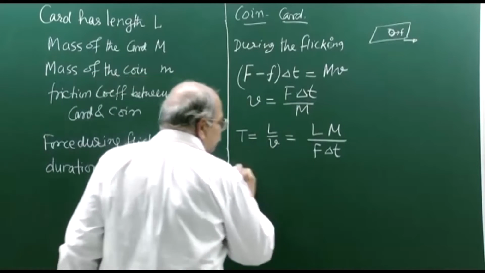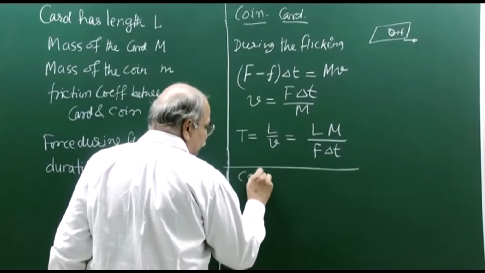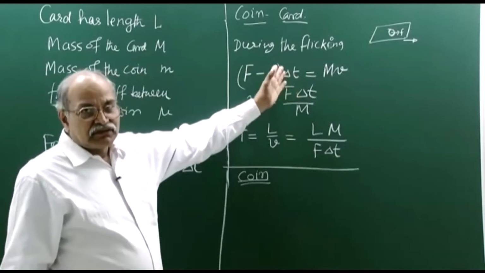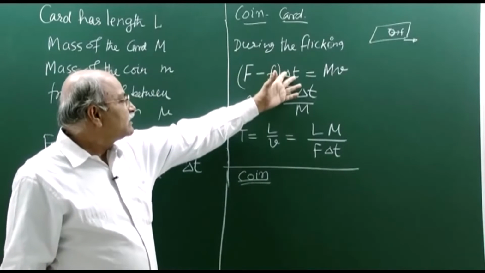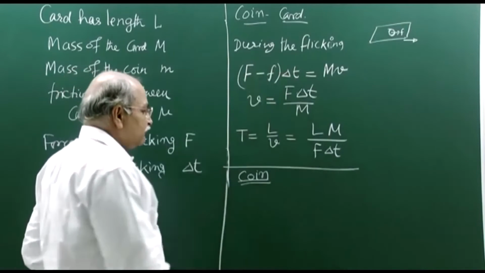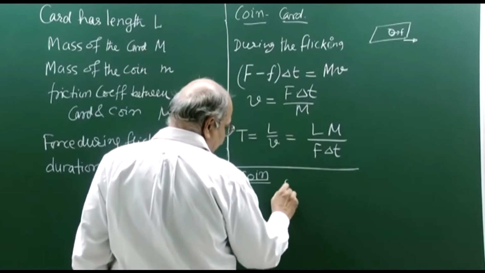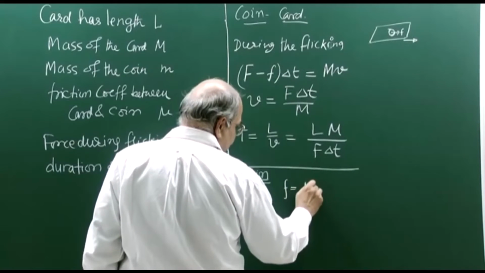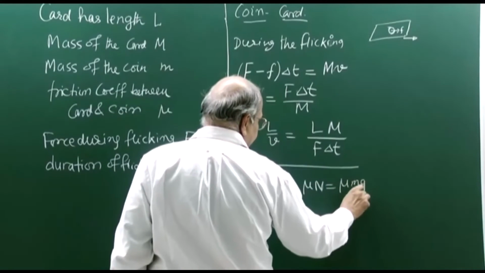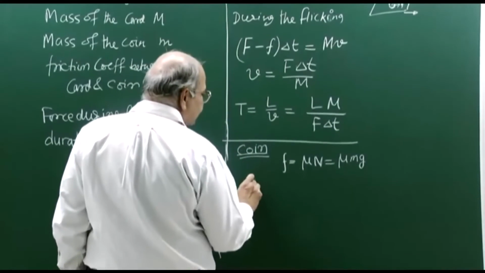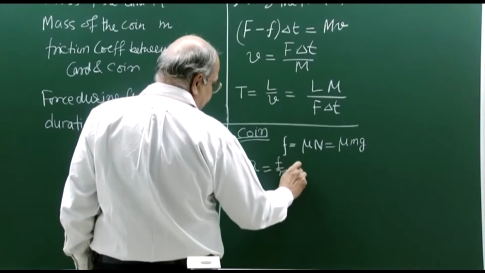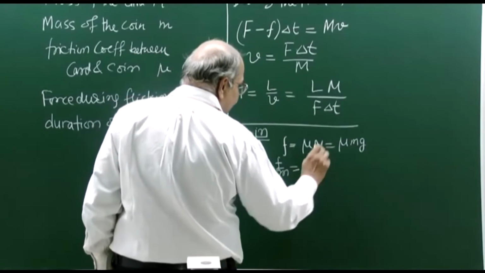Now, look at the coin. This delta t time is small, so we can neglect that, and then after that the force is only friction. So, F is equal to mu times N, which is mu times m into g. There is a frictional force, and hence there is an acceleration, and that acceleration is F divided by m, and that is mu times g in the forward direction.